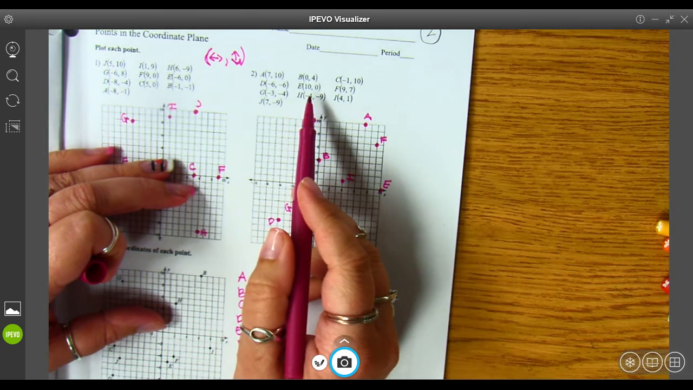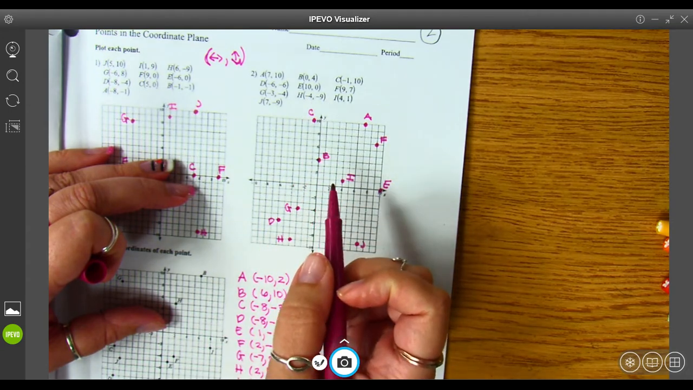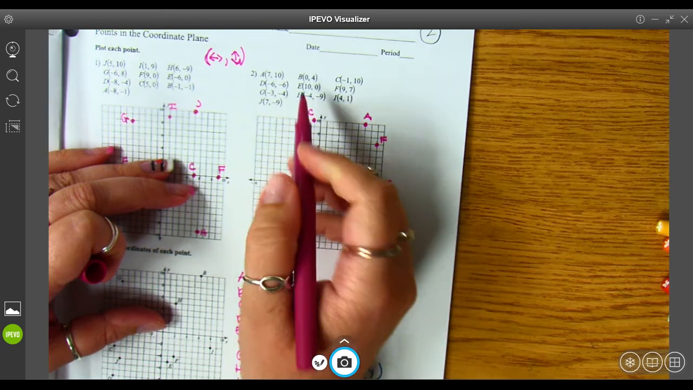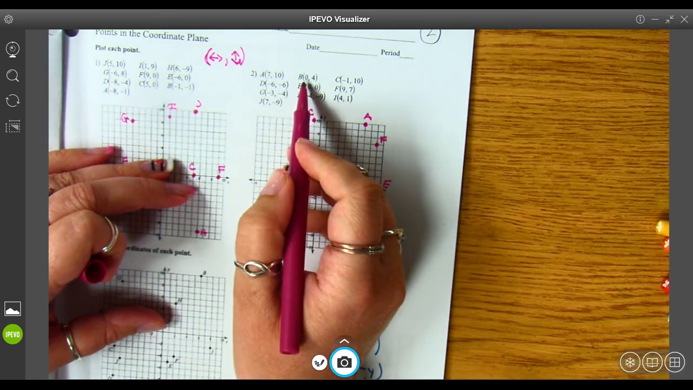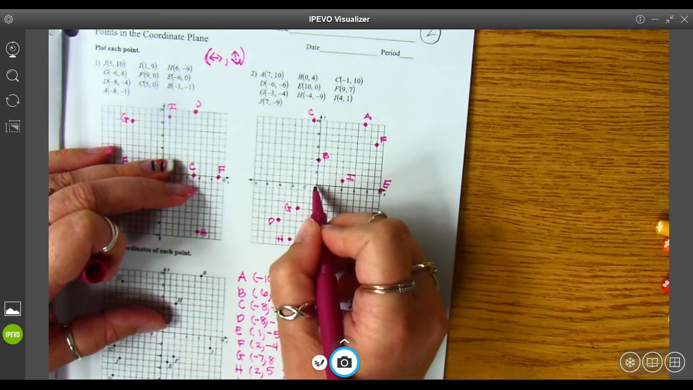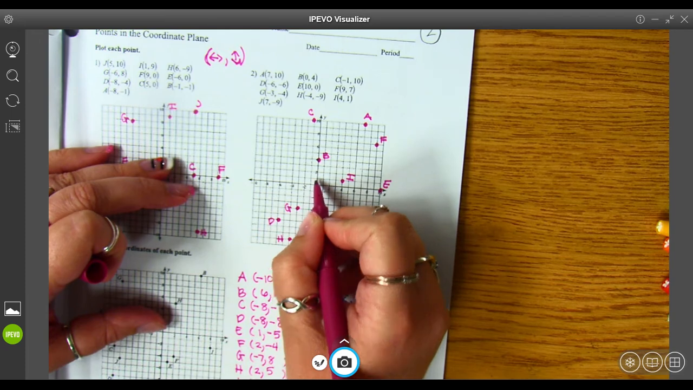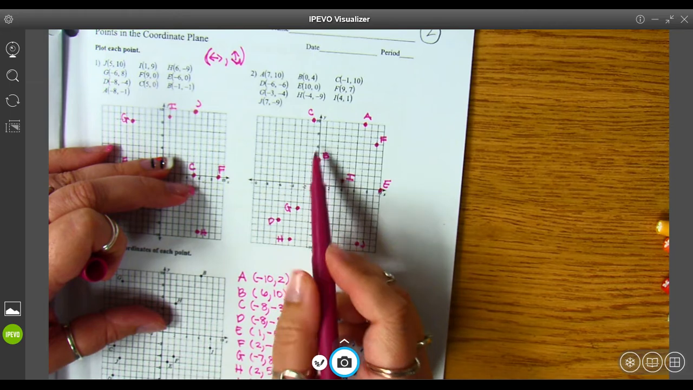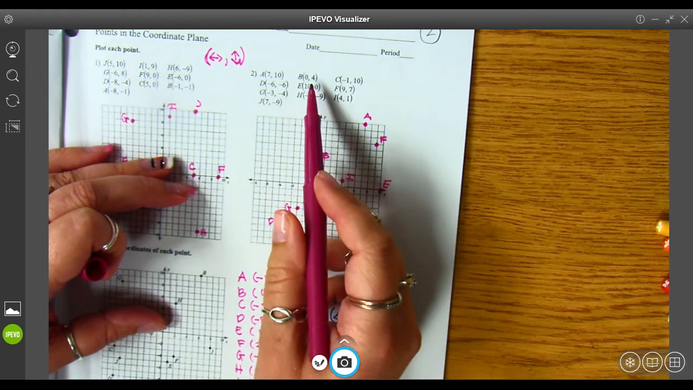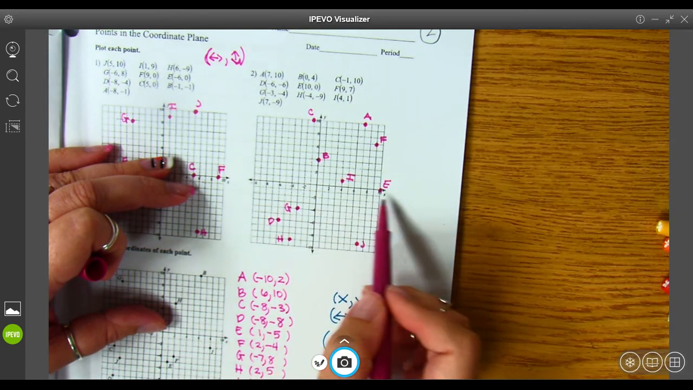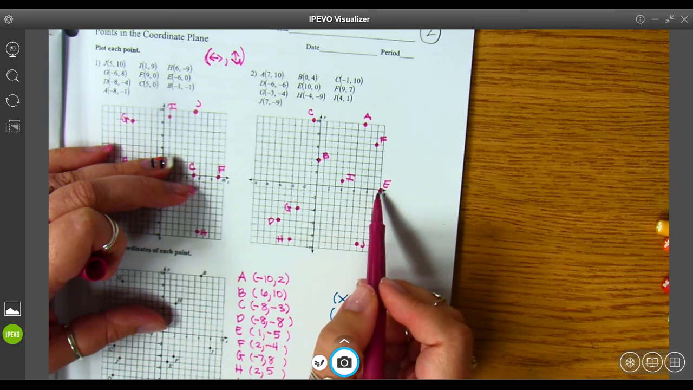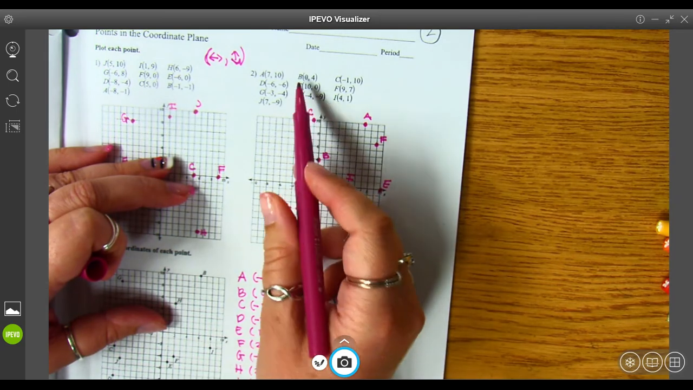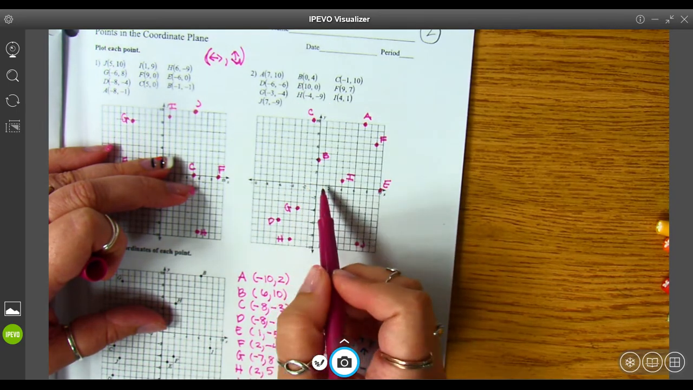Versus if the first number was 0, like B, then that means you go right or left nothing. So I don't move anything, and the second number is up or down, so I'd go up 4. So see the difference between B and E? B was on the y-axis, and E was on the x-axis, because I didn't move up or down anything for E, and for B, I didn't move right or left anything.